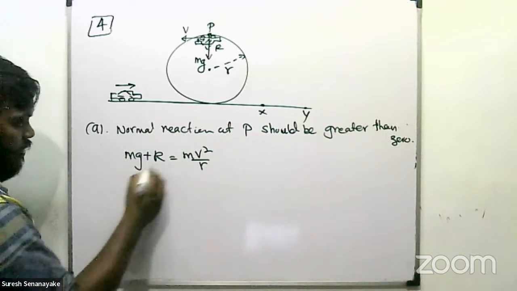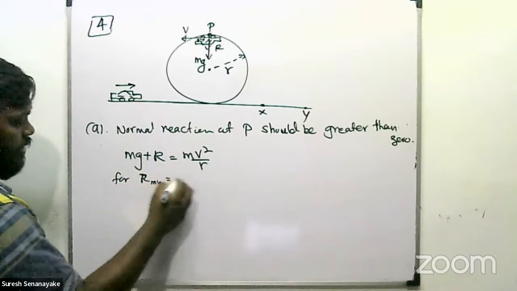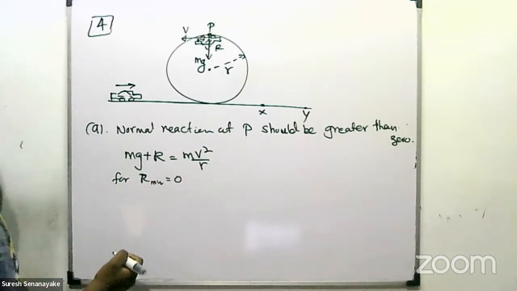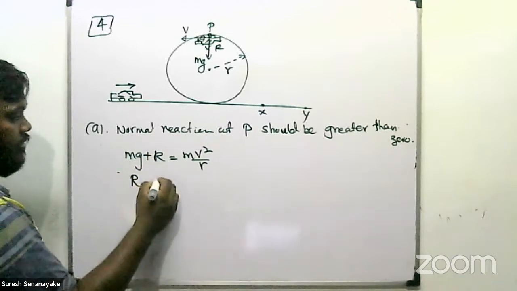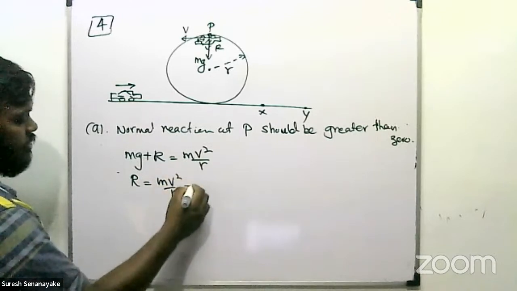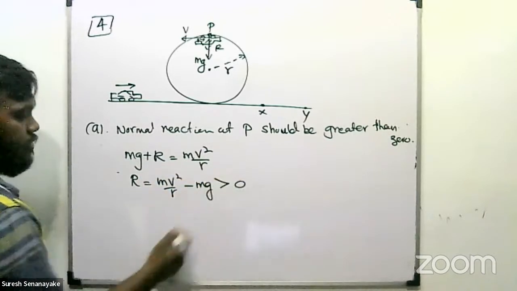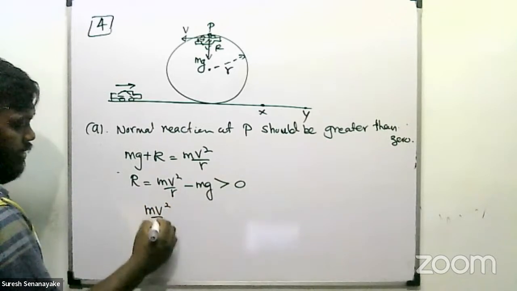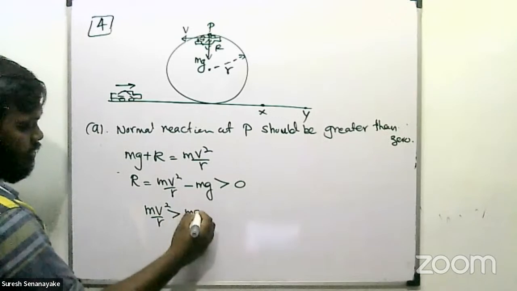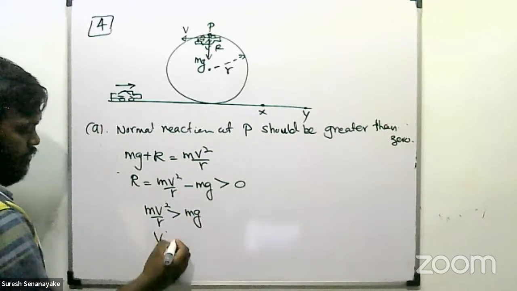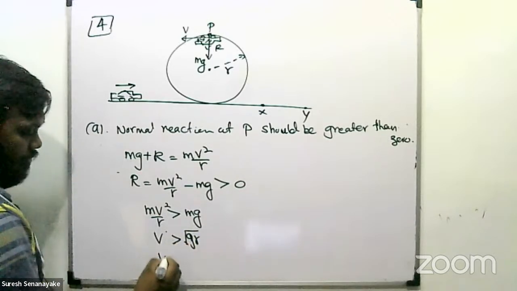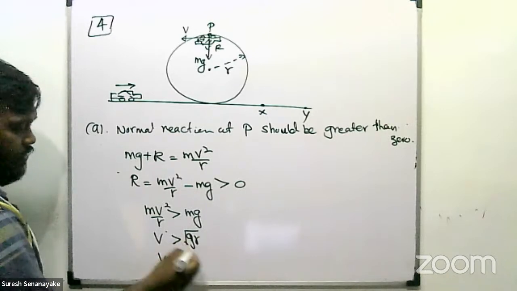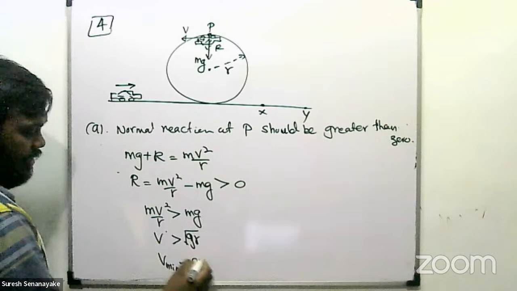For R, the minimum value of R is 0 for losing contact. So R equals mv squared over r minus mg. That should be greater than 0. So that means mv squared over r must be greater than mg, and v should be greater than the square root of gr. So the minimum value of v always should be greater than this. The minimum value is then the square root of gr.